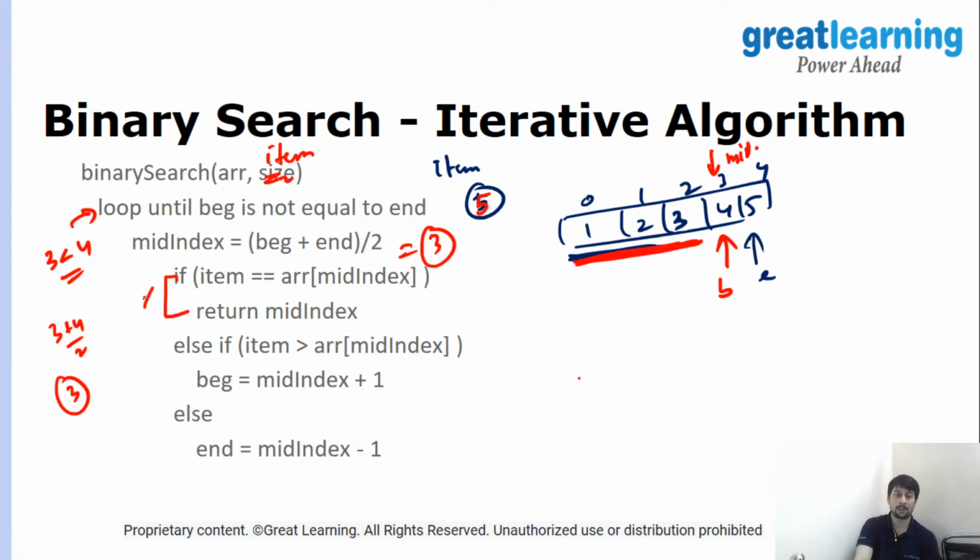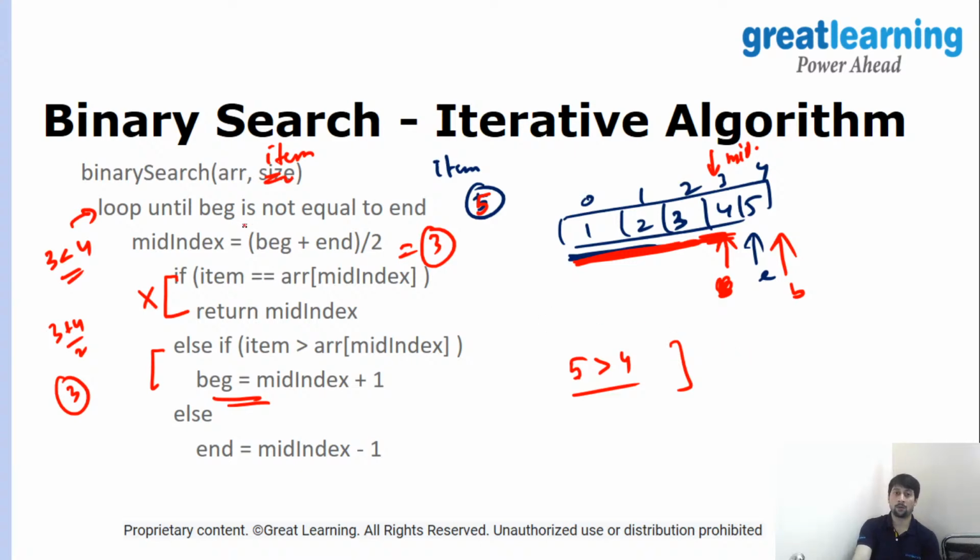Done. We will not execute this block, and then we check, is 5 greater than 4? Yes, it is. So skip this element as well. Give us a new beginning. Now our beginning is at this particular index. Now this is our beginning.